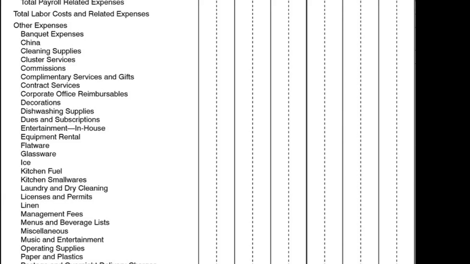As you will see, if you have noticed in the rooms department, some of the costs are similar. For example, complimentary services and gifts, commissions, contract services, and corporate office reimbursable. These were there in the rooms department as well. It's just the same definition, same expenses. The only difference is that these expenses are incurred solely for the F&B department. That's why they are being covered separately in this P&L.